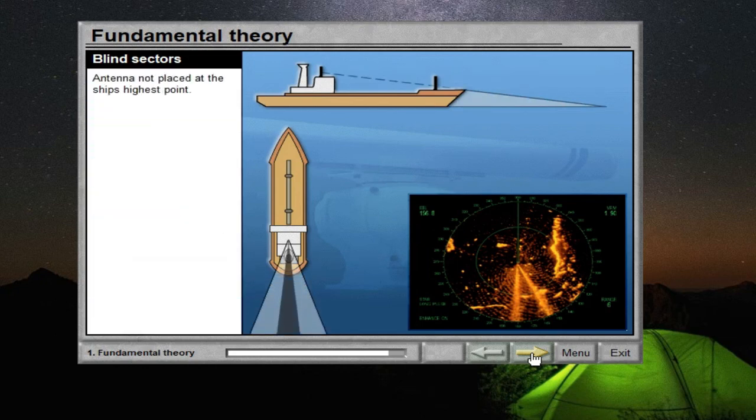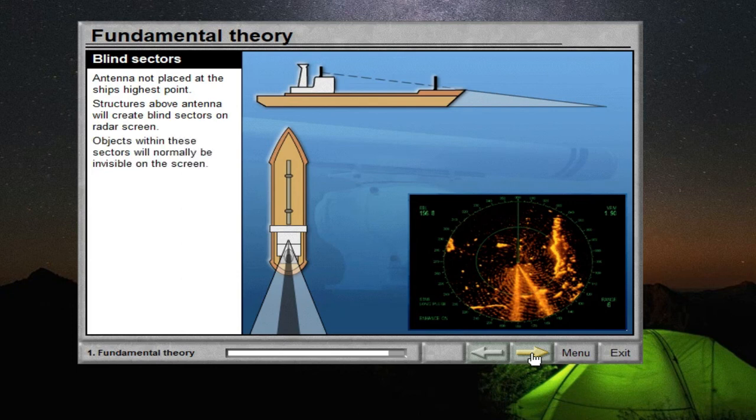Blind sectors are caused when the antenna is not placed at the ship's highest point. All structures above the antenna will create blind sectors on the radar screen. Objects within these sectors will normally be invisible on the screen. All navigators should be familiar with the radar blind sectors on their ship.